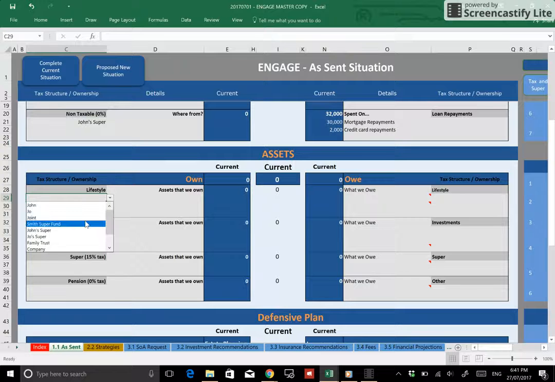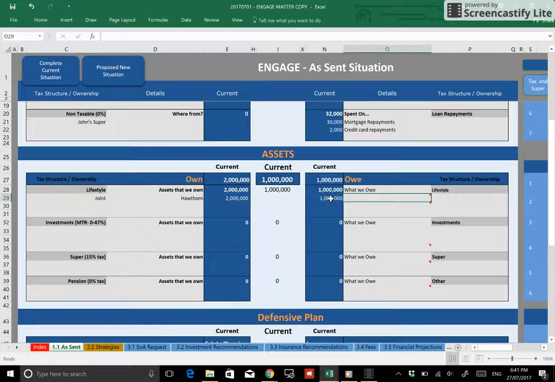So they jointly own a house, and that's in Hawthorn, and that's worth not 200, but that's worth $2 million. And the debt on that house is $1 million. And this is a loan that's with the NAB. It's principal and interest, and the interest rate is 5%. And that is a joint debt.